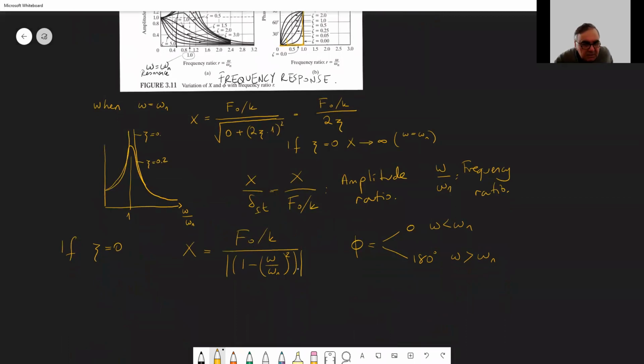And as we see, if zeta is 0 and omega equals omega n, omega over omega n is 1, and 1 minus 1 is 0. We have a division by 0, it's undetermined, but X goes to infinity. The steady state amplitude goes to infinity, and this is what we call the resonance. The amplitude goes to infinity when you have undamped vibrations.